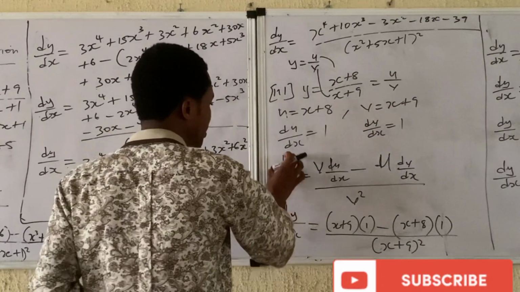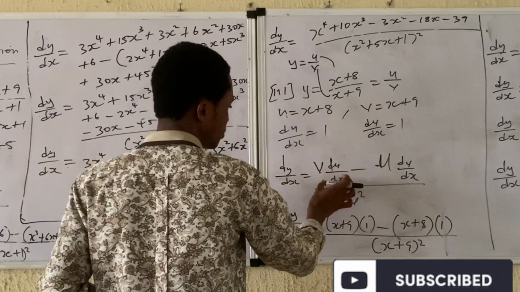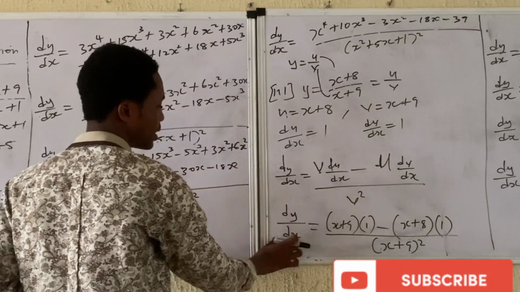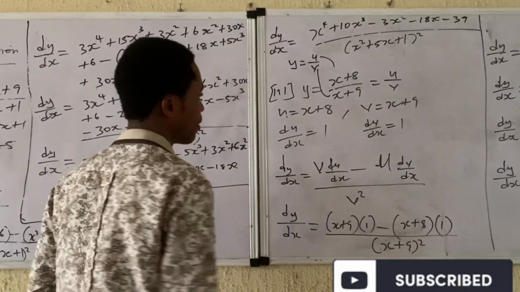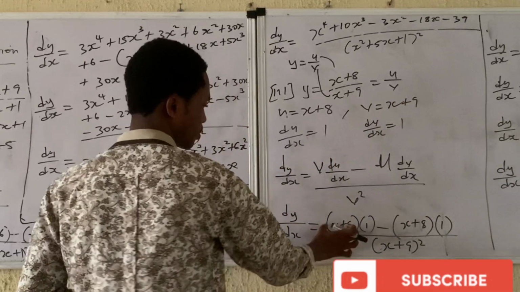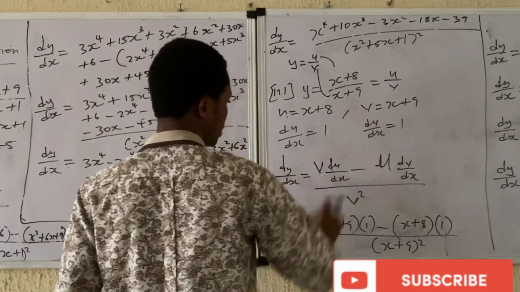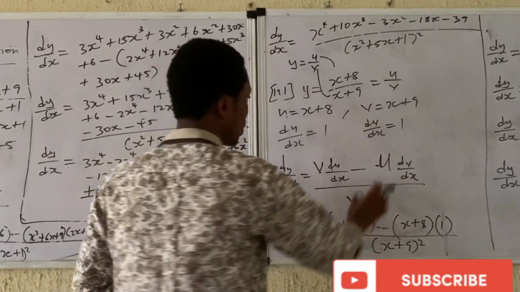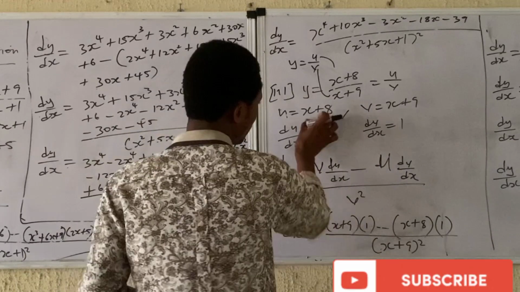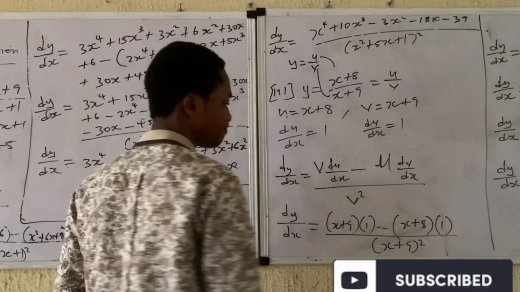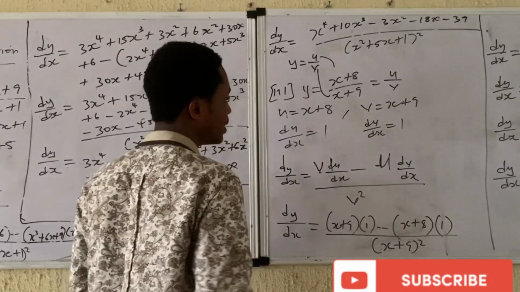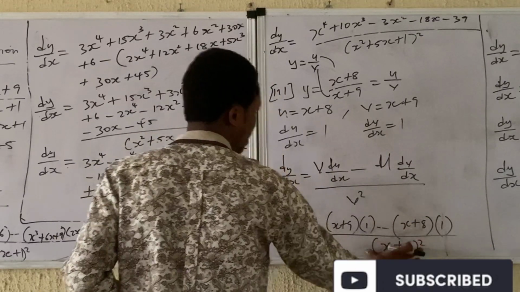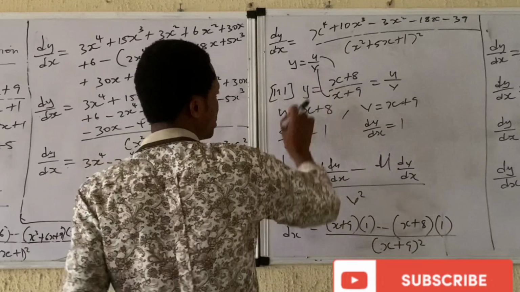Now applying the formula, dy/dx equals (v du/dx minus u dv/dx) all over v squared. dy/dx equals, where is our v? Our v is x plus 9, which is this one. Our du/dx is 1, multiplied by 1, right? The sign, which is negative sign. Where is our u? Our u is x plus 8. What we have here is our dv/dx, which is 1. All over the v squared, which is the denominator.